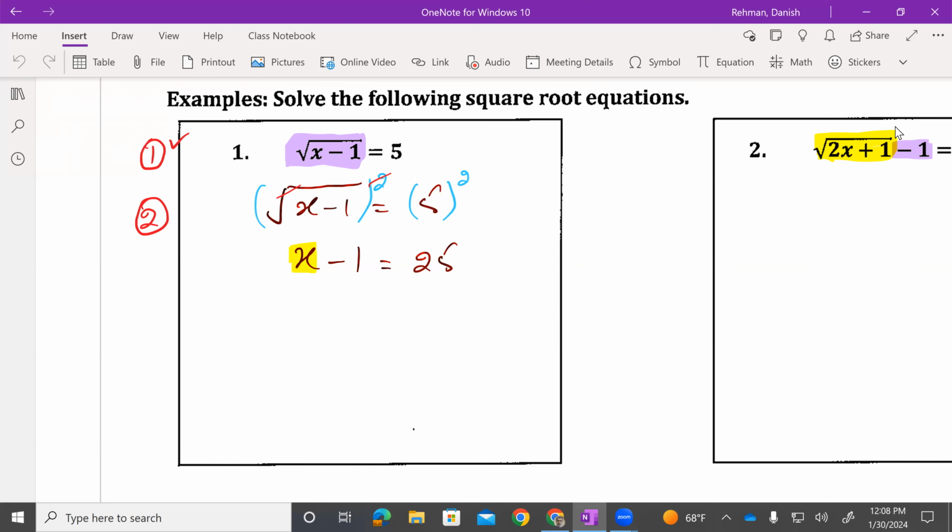Variable is x. I want to separate. I don't need anything with it. So what should I do to get rid of this negative 1? How can I get rid of this 1? Add a 1 on both sides, exactly, plus 1. And by doing that, I got x equals 26. That's my answer. Easy thing.